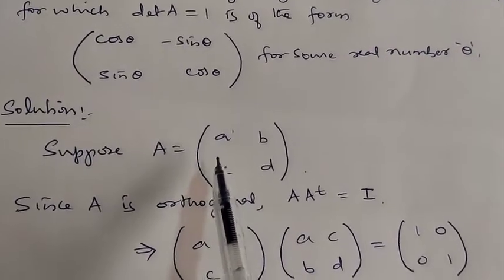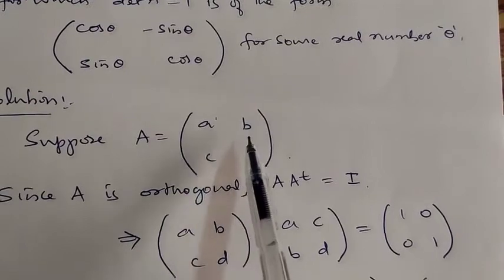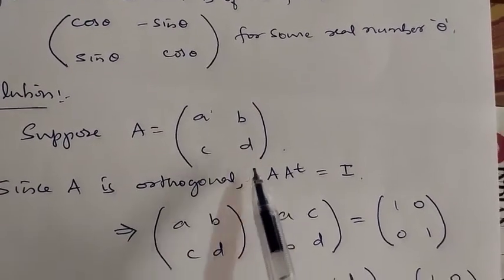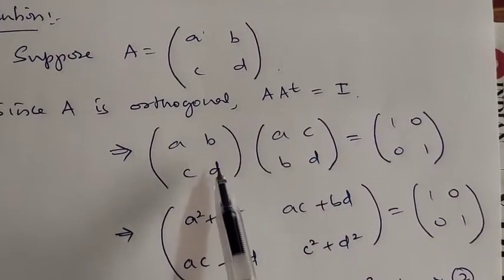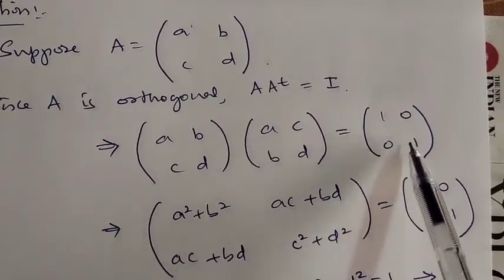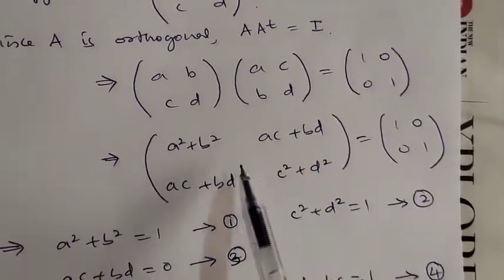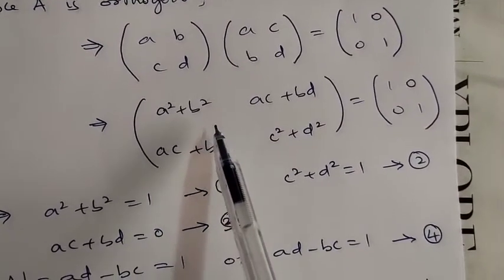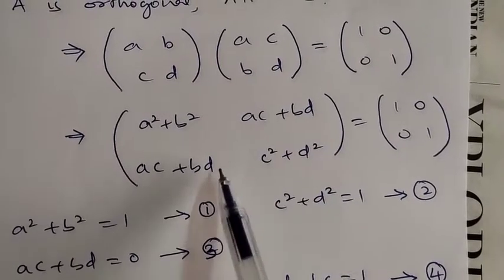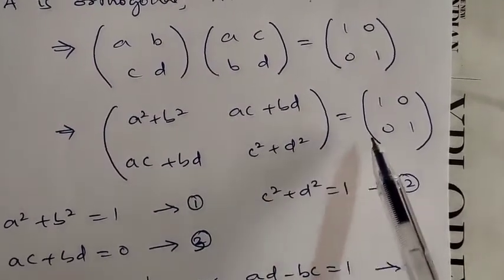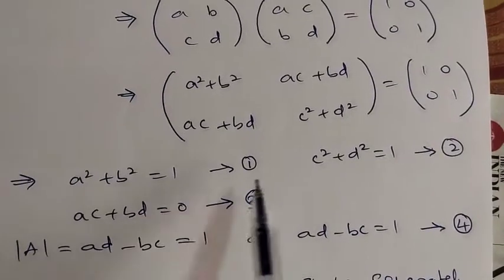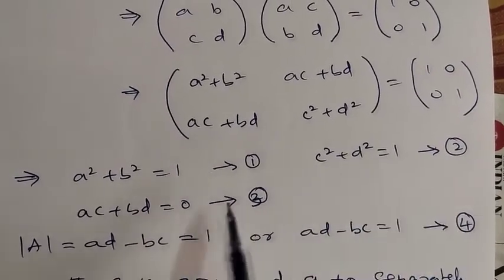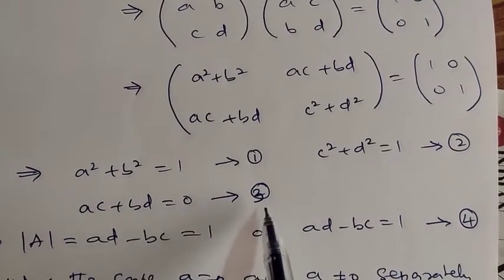Suppose A has entries a, b, c, d. Since A is an orthogonal matrix, A into A transpose is I, which means 1 0 0 1. If you multiply this, you get a square plus b square, ac plus bd, ac plus bd, c square plus d square, equal to 1 0 0 1. Now equating on both sides, you get a square plus b square is equal to 1, c square plus d square is equal to 1, and ac plus bd is equal to 0.